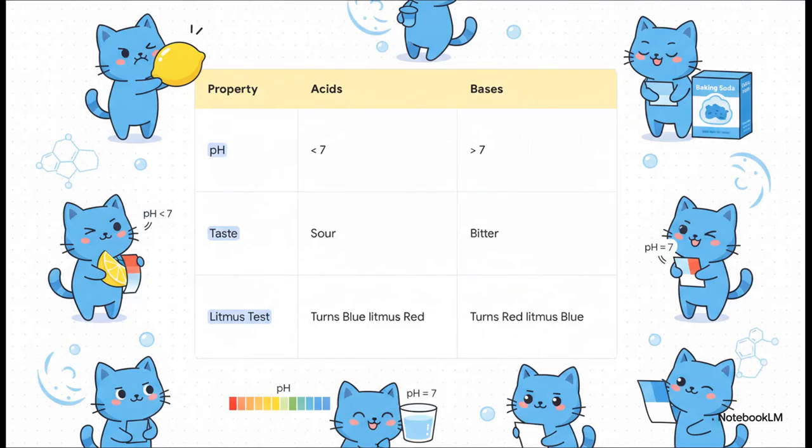Two really important classes of chemicals that you see everywhere are acids and bases. The easiest way to tell them apart is with something called the pH scale. Anything below a 7 is an acid, like lemon juice. Anything above a 7 is a base, like baking soda. And pure water? That's perfectly neutral, sitting right at a 7.